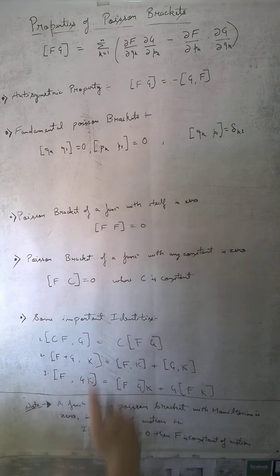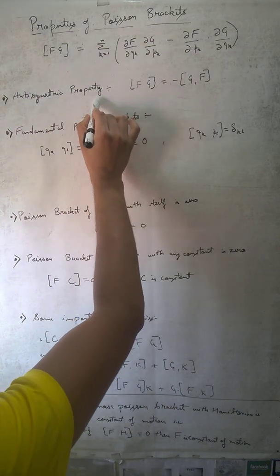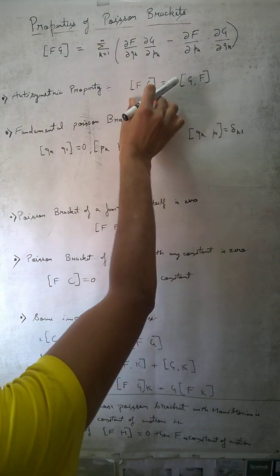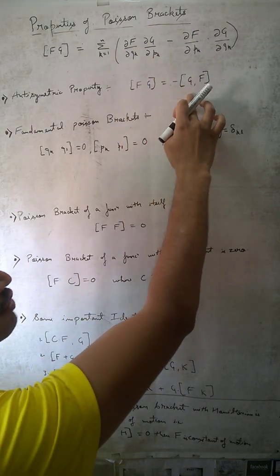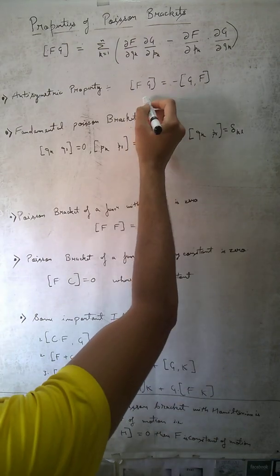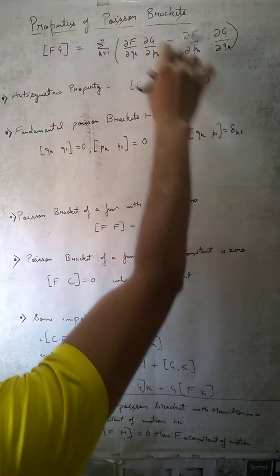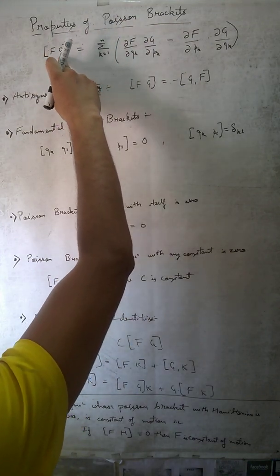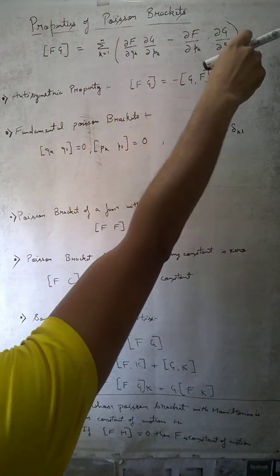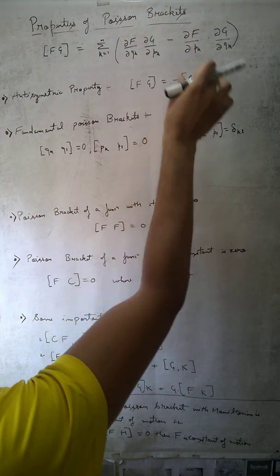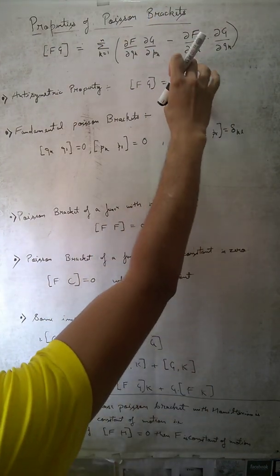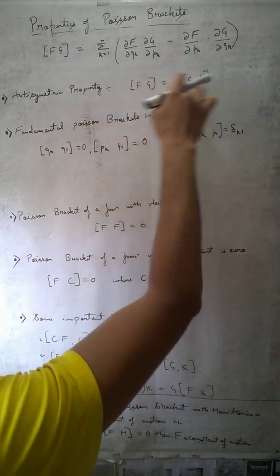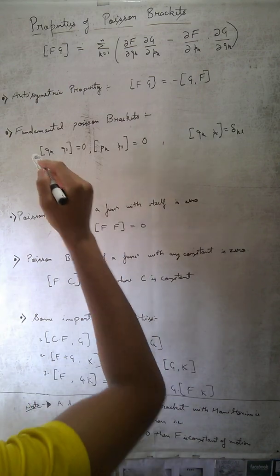First of all, we will see its antisymmetric property. The Poisson's bracket of f and g will be equal to minus the Poisson's bracket of g and f. We can simply prove this expression with the help of this formula. If we replace g by f and f by g, then this relation will become the negative, and we can easily verify this property using this relation.